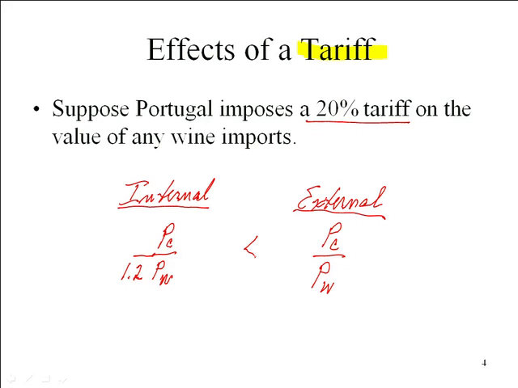Why would the domestic producers not charge, let's say, an extra 50%, and they'd still be cheaper than the imported wine at a 20% tariff? Why would they go all the way up to 20%? Okay, we'll come back to that in just a second. If you could just hold that thought, we'll see exactly what happens here.